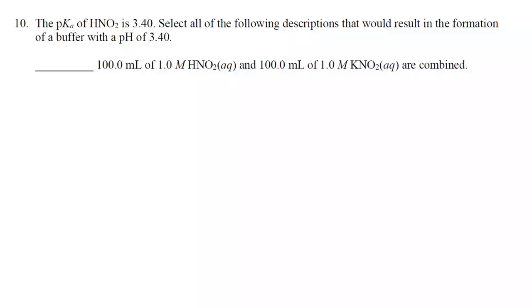So if we're trying to make a buffer solution in which the pH of the buffer solution is equal to the pKa of the weak acid, then in this buffer solution, the concentration of nitrous acid, or HNO2, should be equal to the concentration of the nitrite ion, or NO2-. So there are 6 different descriptions in question 10. Let's analyze each of these descriptions and decide if it will result in a solution in which the concentration of HNO2 is equal to the concentration of NO2-.